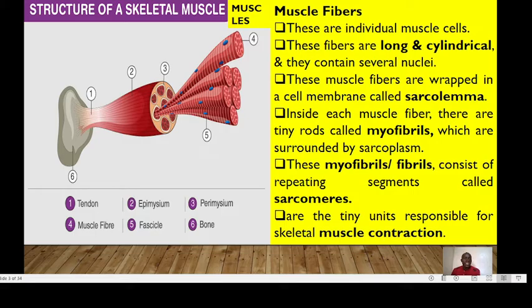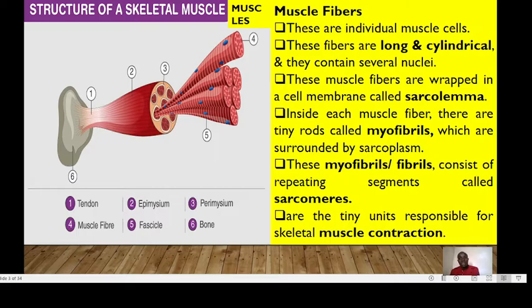Looking at a skeletal muscle, we will have at least 6 parts. If you look at number 6, here is the bone, followed by the tendon. Then it's covered by the epimysium. This connective tissue is referred to as the epimysium. Then you have the perimysium. Then we have the fibrils, number 4. And then we have now the fascicles. Okay, those are at least the basic parts of a muscle.